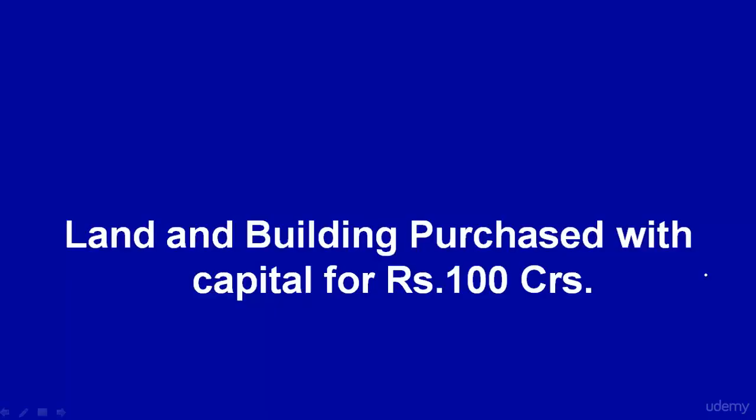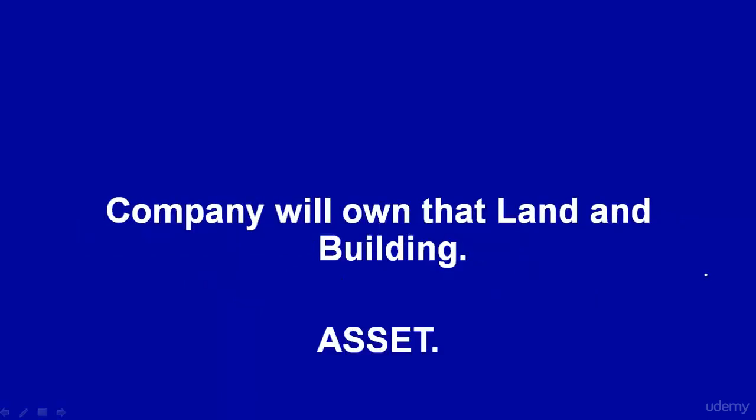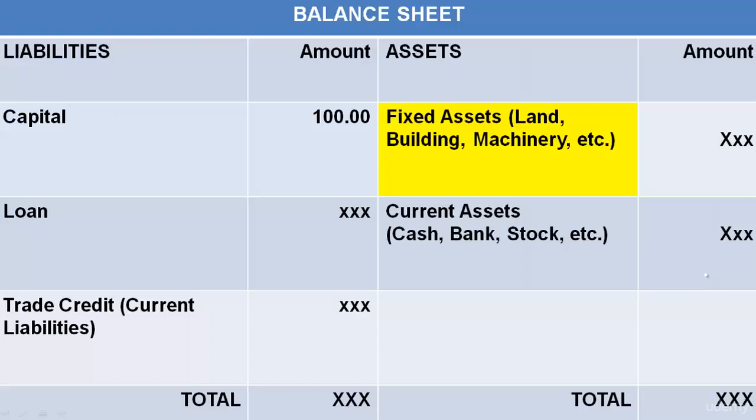Next transaction, land and building purchased with the capital for 100 crores. So they have infused capital of 100, and with which land and building is purchased. And land and building, is it a liability? No, it is an asset, because the organization is going to own the land and building. So company will own the land and building, and it is an asset, and it will appear on the asset side of the balance sheet. Here we have on the yellow cell, fixed assets, land. What's the value? 100. So you have a capital of 100. With that capital you have purchased land and building for 100 crore.